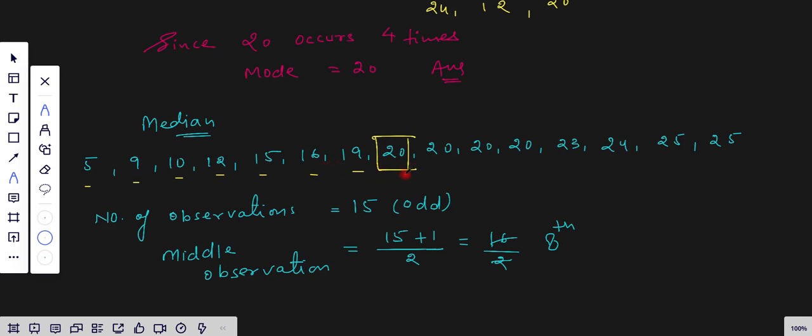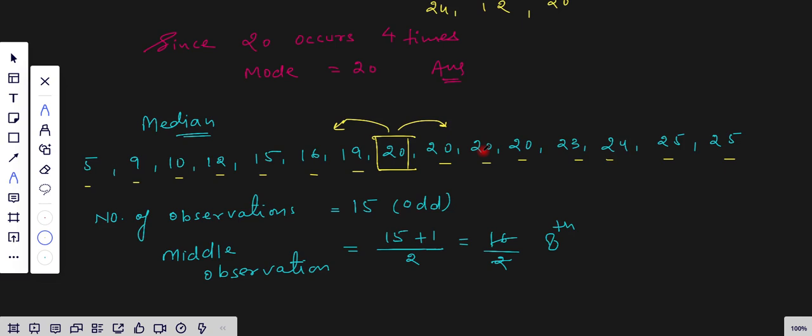So before this 20 you have 1, 2, 3, 4, 5, 6, 7, right? And after this 20 you also have 7 observations. So in this way you have calculated the middle observation. Is this understood by you?